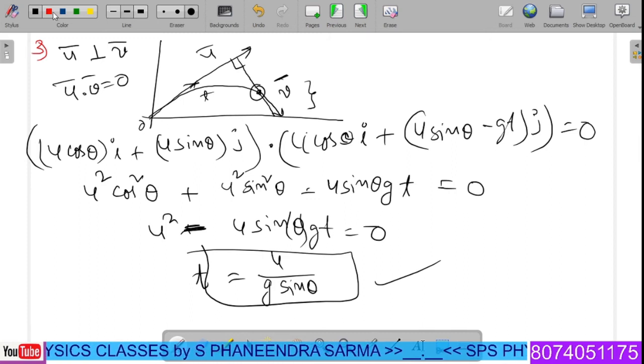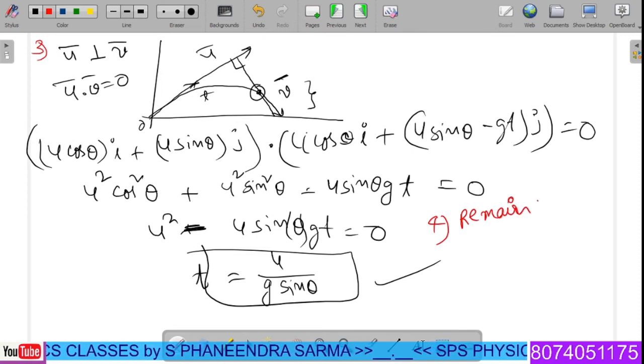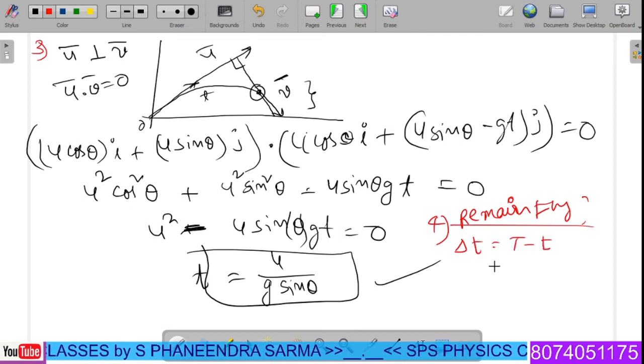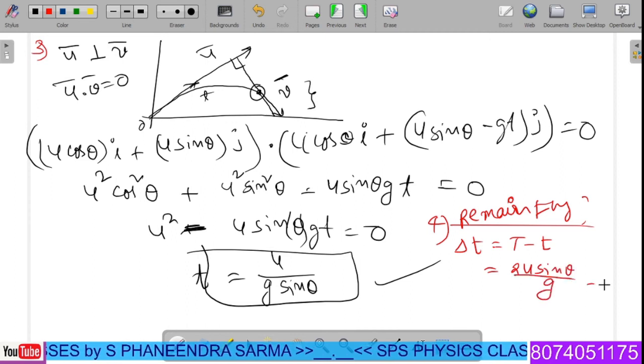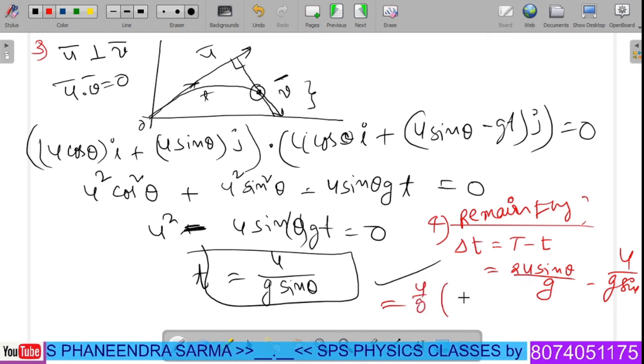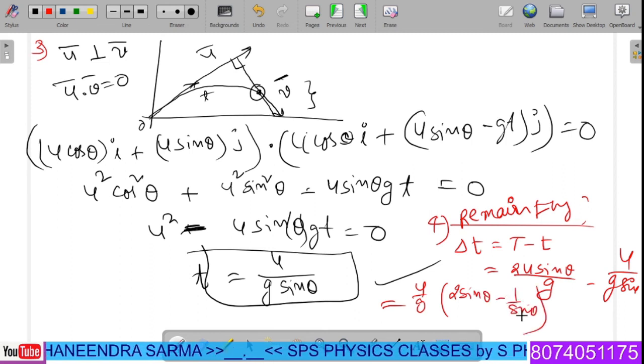What is the remaining time to reach the ground? Here comes the fourth point: remaining time. So the remaining time delta t is equal to T minus small t. That is 2u sin theta by g minus u by (g sin theta). In this case, you can take u by g common. As a result, you can write 2 sin theta minus 1 by sin theta. Upon solving further, you will get some trigonometric equations, and solving them you will get the final required answer. Next.